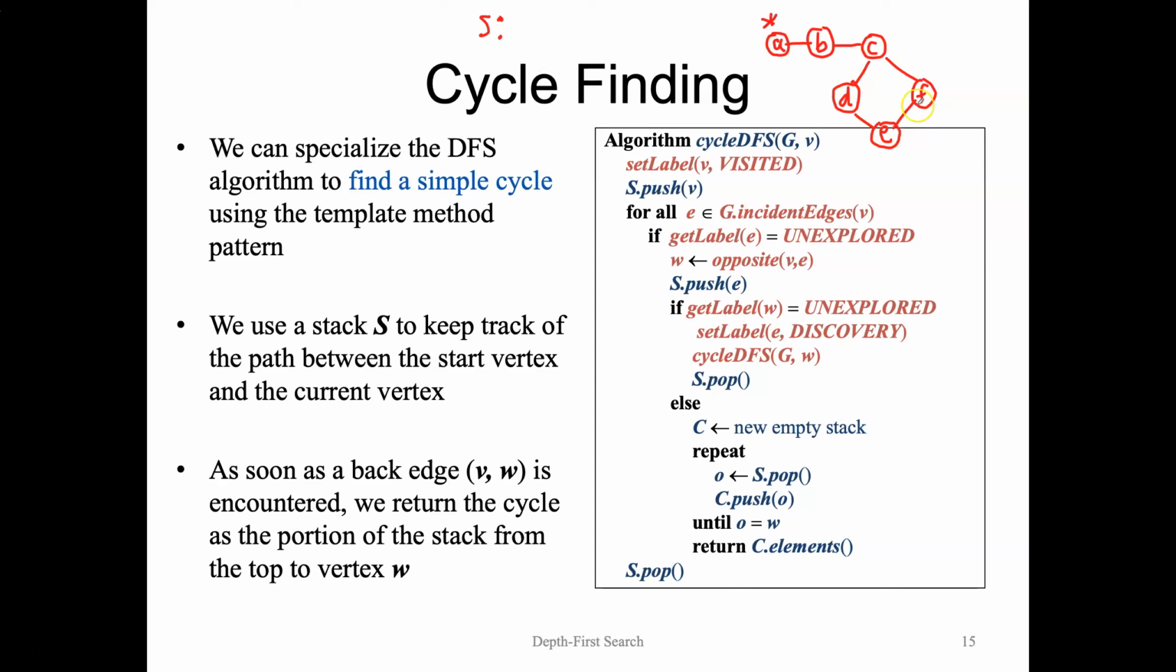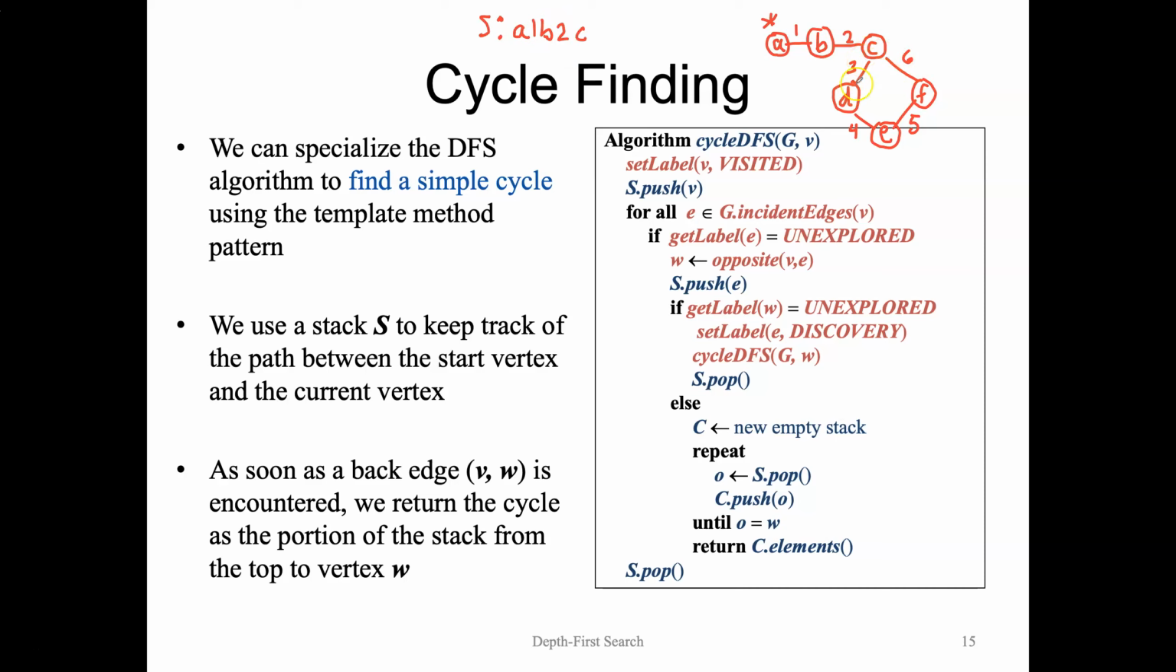We want to eventually find this cycle C, D, E, F. But let's just suppose we started at vertex A. And let me label edges in the order that we would encounter them as well, so we can keep track of those. So we'll add A to our stack, and then just following DFS, we'll add vertices and edges as we encounter them. So we'll add 1 and then B, and then when we call cycle DFS on B, we'll add 2 and then C. And then from here we have a few choices.